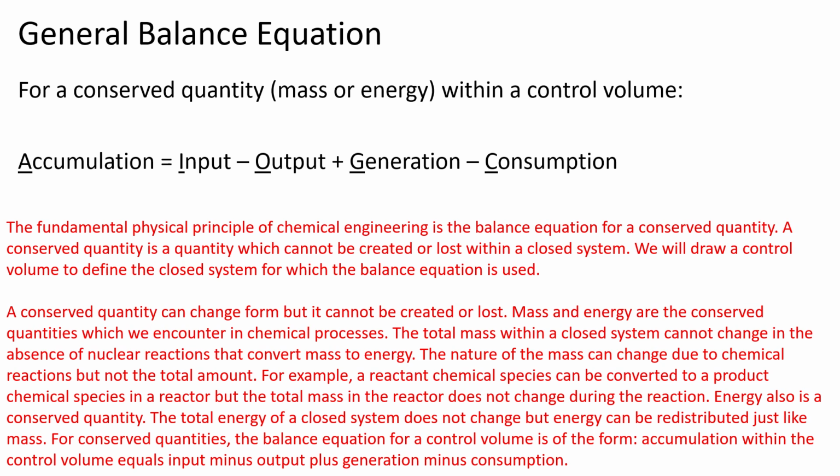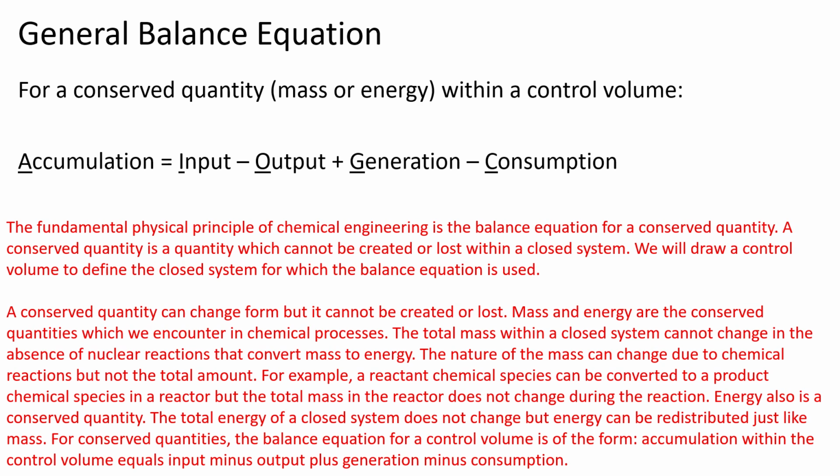The total mass within a closed system cannot change in the absence of nuclear reactions that convert mass to energy. The nature of the mass can change due to chemical reactions, but not the total amount. For example, a reactant chemical species can be converted to a product chemical species in a reactor, but the total mass in the reactor does not change during the reaction. Energy also is a conserved quantity. The total energy of a closed system does not change, but energy can be redistributed just like mass.